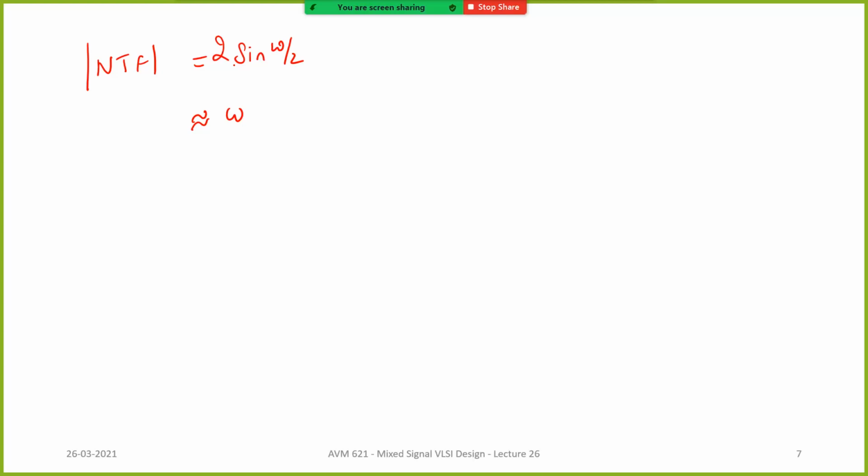And why will omega be small? Because you have normalized it with the sampling frequency, and we have already assumed that we are oversampling the whole thing, and therefore this small omega is going to be quite small. And therefore you can approximate it to be omega. And therefore, if you want to find out the total integrated in-band noise, okay?